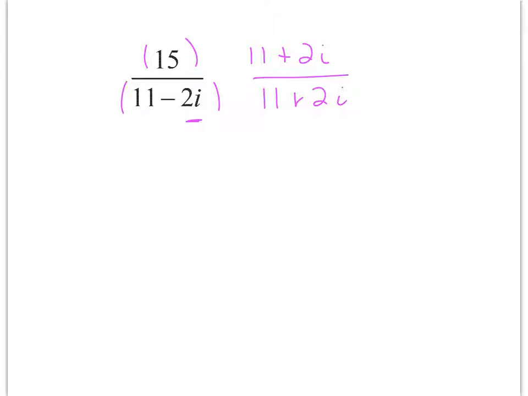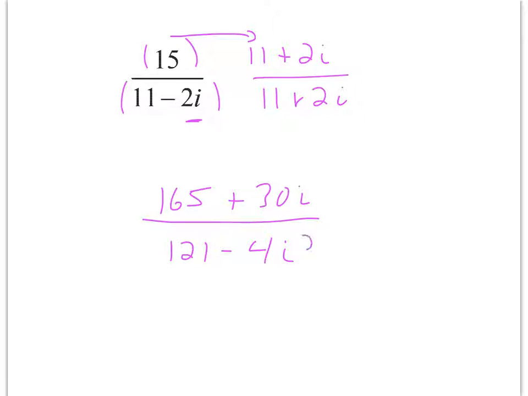Okay, so up top now I'm going to distribute that 15. 15 times 11 is 165. And 15 times positive 2i, of course, is 30i. On the bottom, we're going to multiply 11 minus 2i times 11 plus 2i. These are conjugates, so we're going to get 11 squared, which is 121, minus 2i squared, which is 2i times 2i, which is minus 4i squared.